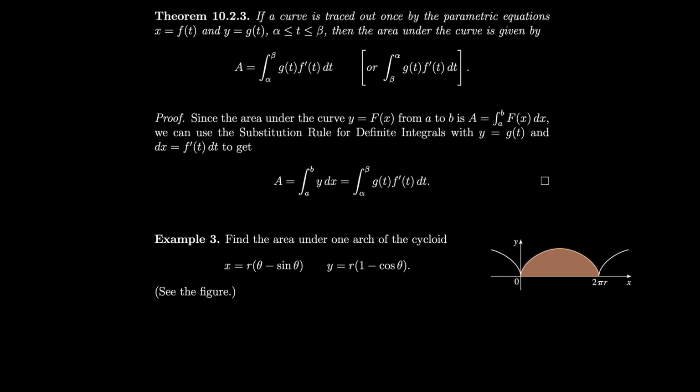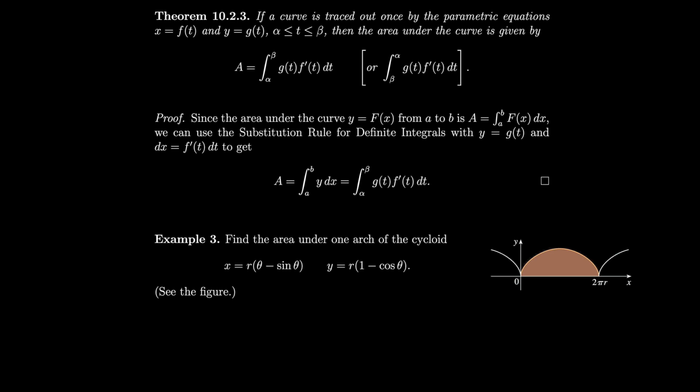If a curve is traced out once by the parametric equations x equals f of t and y equals g of t, where t ranges from alpha to beta, then the area under the curve is given by the integral of g times f prime. So it doesn't matter if we go from alpha to beta or beta to alpha, we get the same area.